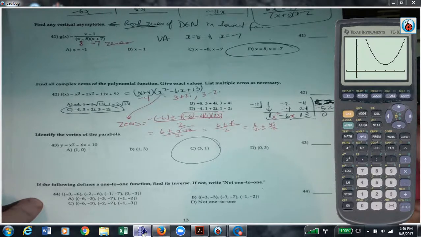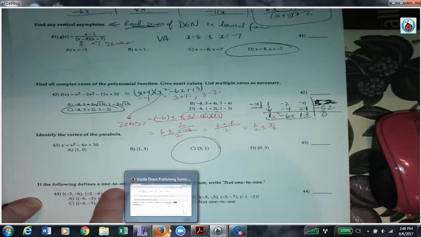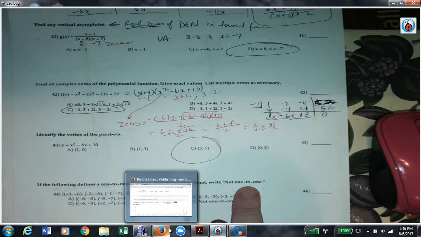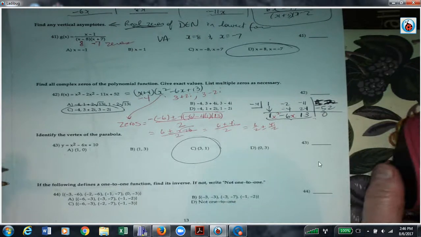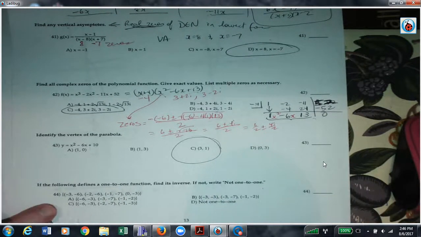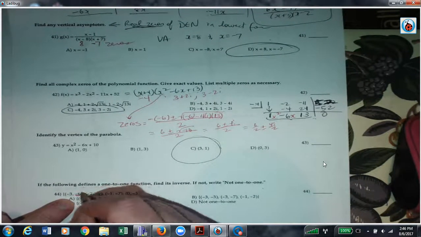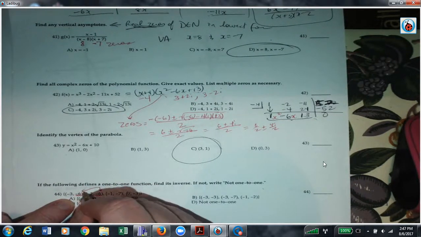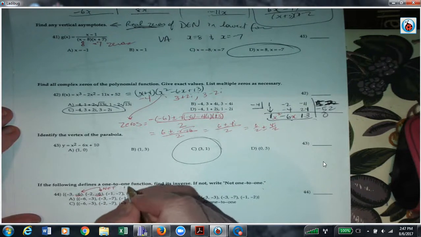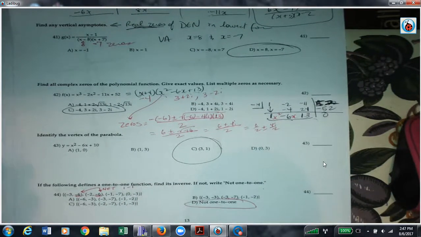Okay, so if the following defines a one-to-one function, find its inverse. If not, write not one-to-one. Okay. So first of all, is it a function? Yes, because there's no repetitions of the first coordinate. Is it one-to-one? No. It's not one-to-one because I do have repetition in the second coordinates. It's not one-to-one. So there will be no inverse.